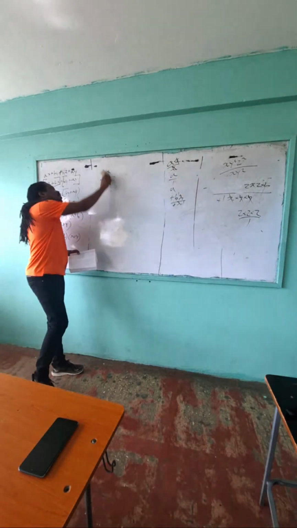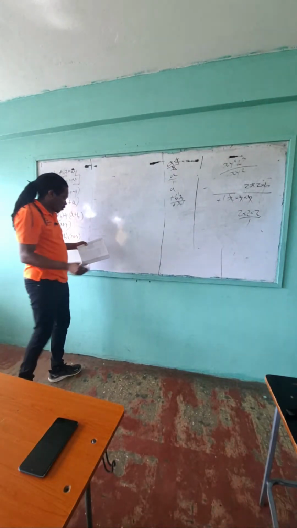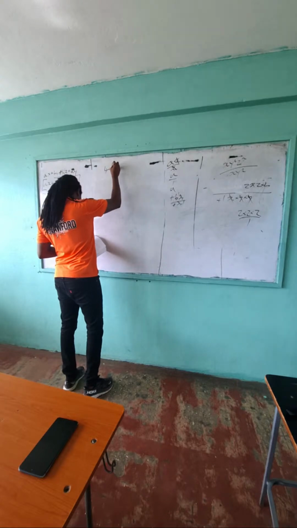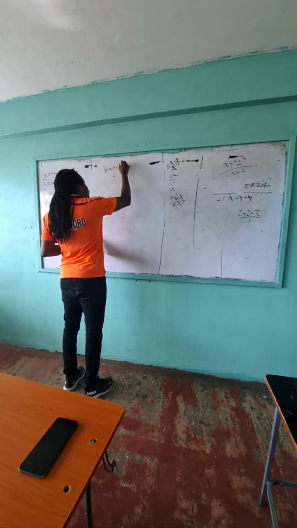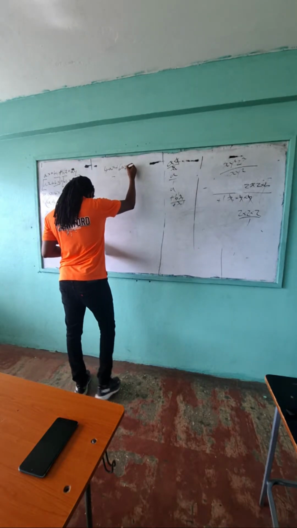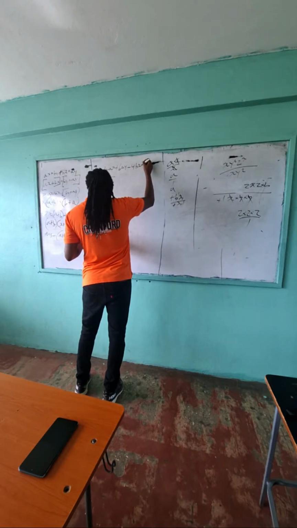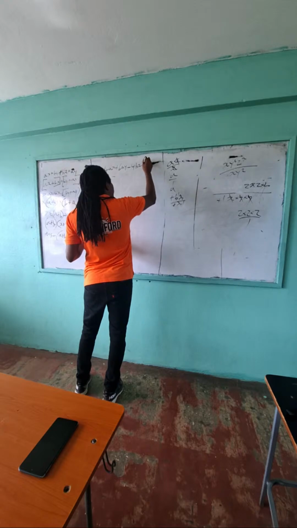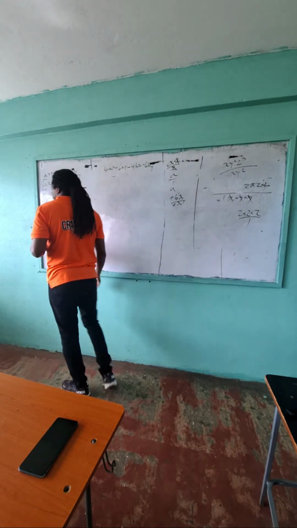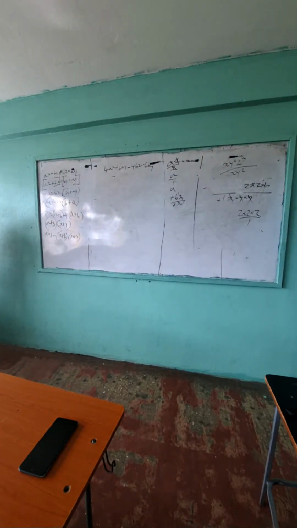This is going to be 5 minutes. No, 5 minutes to finish. 4ax plus 6ay minus 4bx minus 6by.